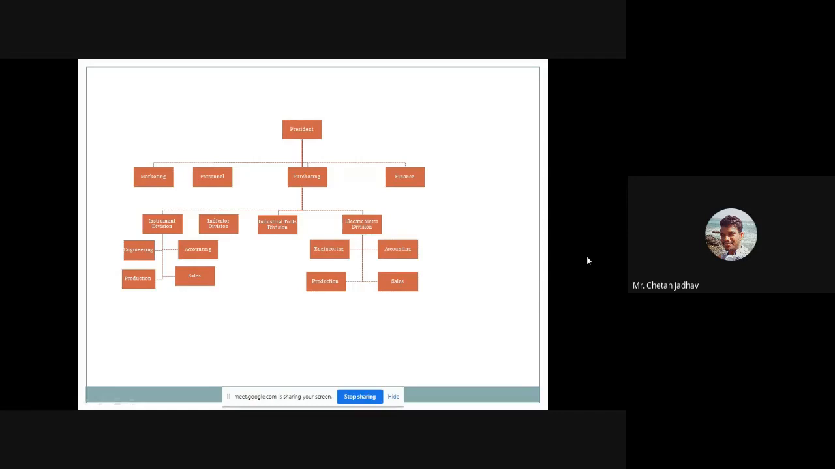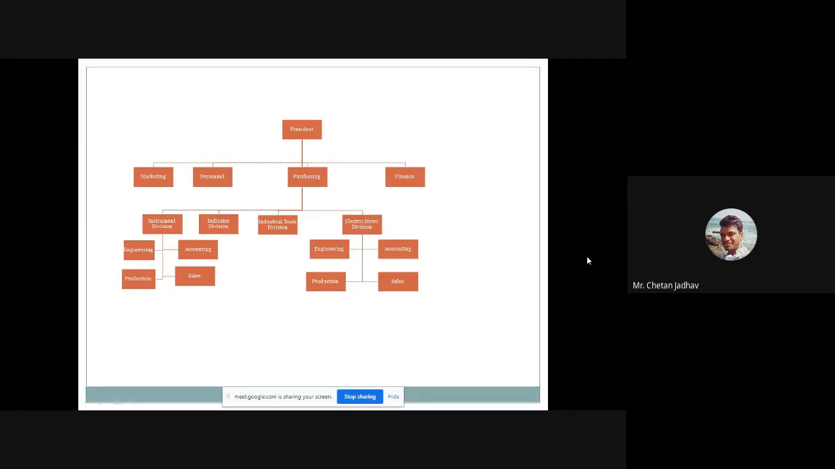Then industrial tools divisions, electric meter, whatever meters there are in electrical class. According to that different product departmentation, they will again divide into some sub departments. You can take a simple example of this product departmentation. Tata company manufactures trucks, buses, four wheelers, two wheelers. So this will be your department.